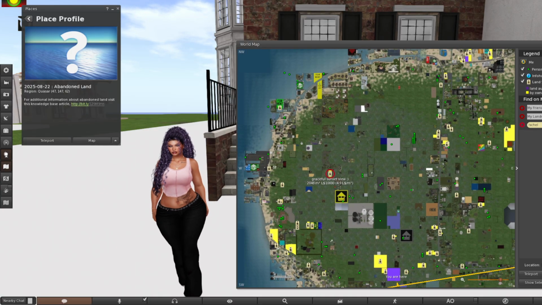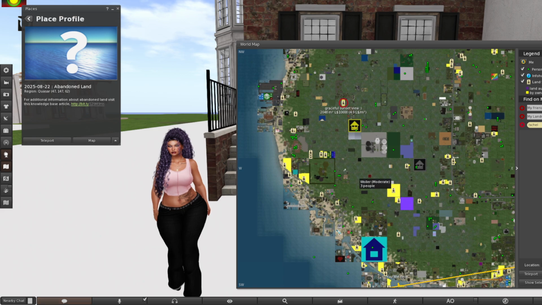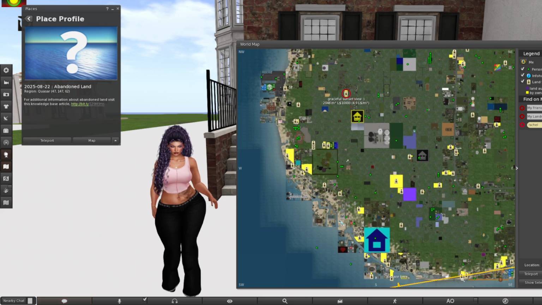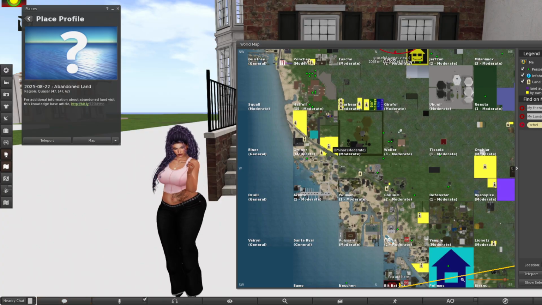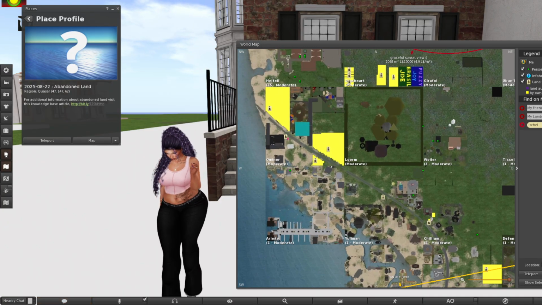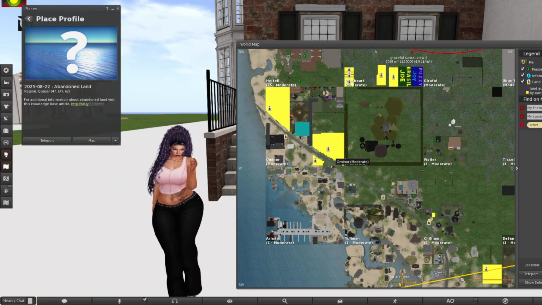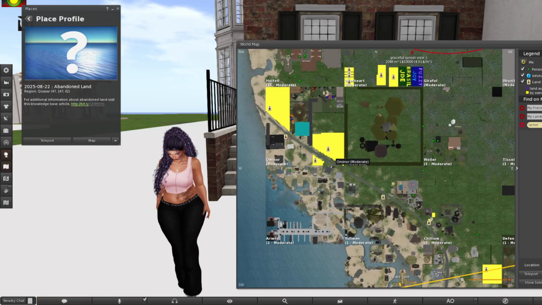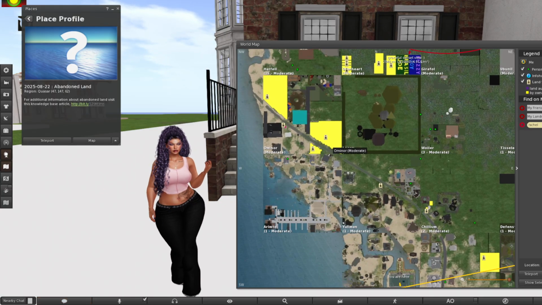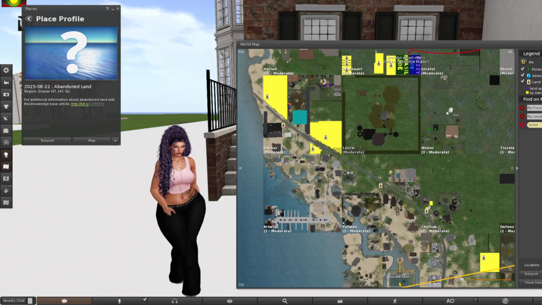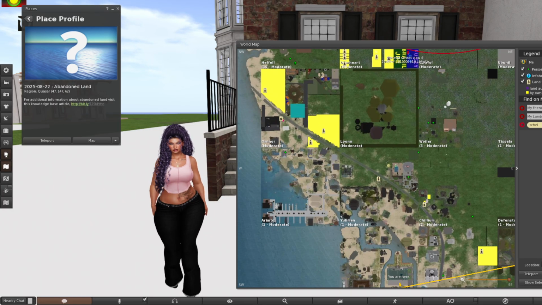I had a snow region. My land that I bought from Linden Lab was in a snowy region, and my neighbors were building crazy stuff, so I wanted to sell it. And I sold it for 3,000 Linden, which is what I bought it for, but it took me about 6 months before somebody bought it. So there's that.